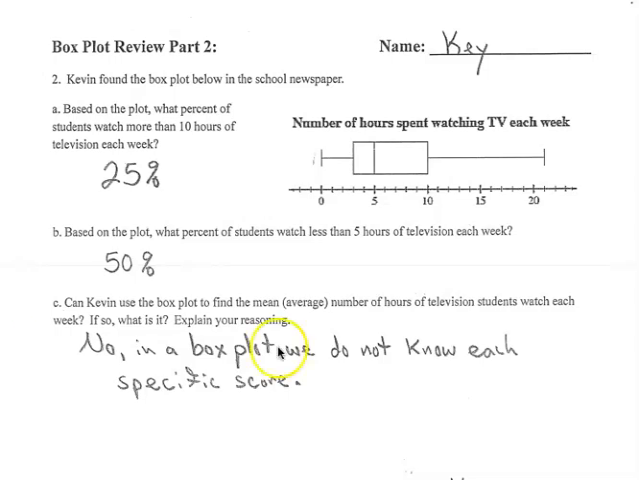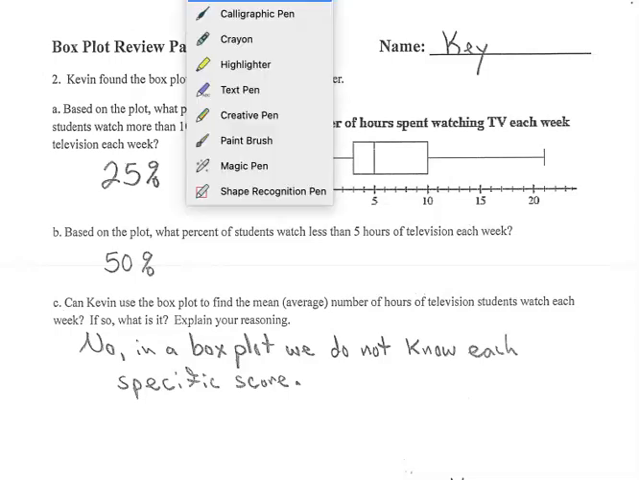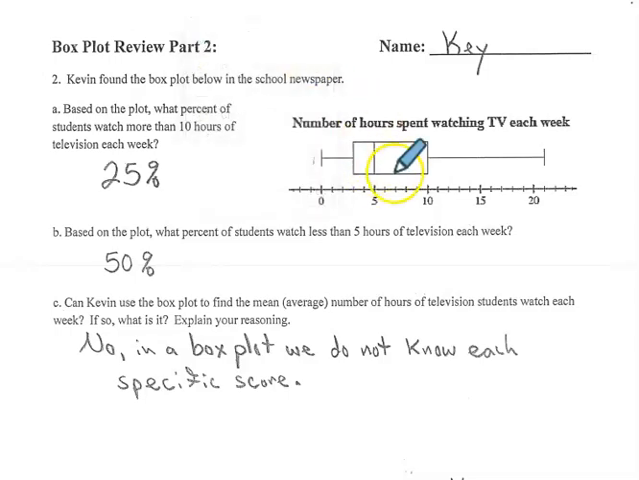So here's part 2. Here's the box plot. Again, remember, let me grab a pen again. This is your median. You got 25% here, 25% here, 25% here, and 25% here. That's why these are called quarters. And like third quarter, fourth, first quarter, second quarter, third quartile, things like that. So based on the plot, what percent of students watch more than 10 hours? So if I look at 10 hours right here, I know it's going to be 25%.